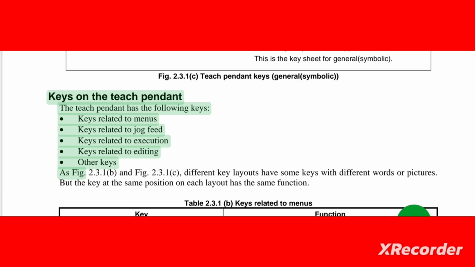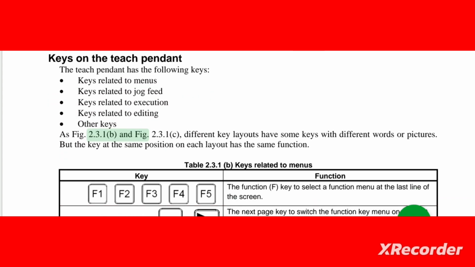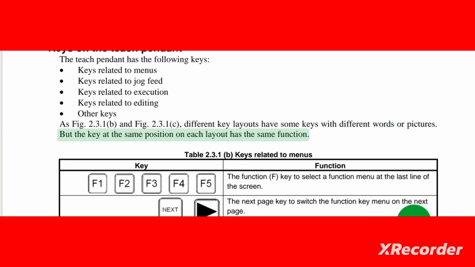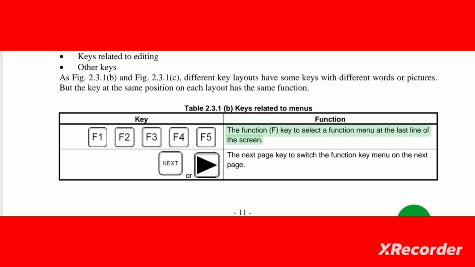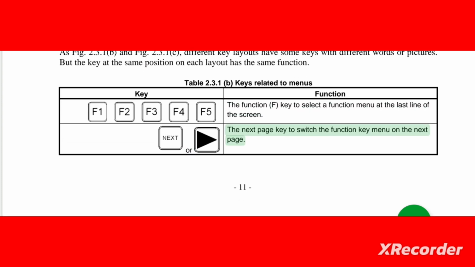The teach pendant has the following keys: keys related to menus, keys related to jog feed, keys related to execution, keys related to editing. Other keys are shown in Fig. 2.3.1 (a) and Fig. 2.3.1 (b). Different key layouts have some keys with different words or pictures, but the key at the same position on each layout has the same function. Table 2.3.1 Keys related to menus. Key function: the function key to select a function menu at the last line of the screen, or the next page key to switch the function key menu on the next page.